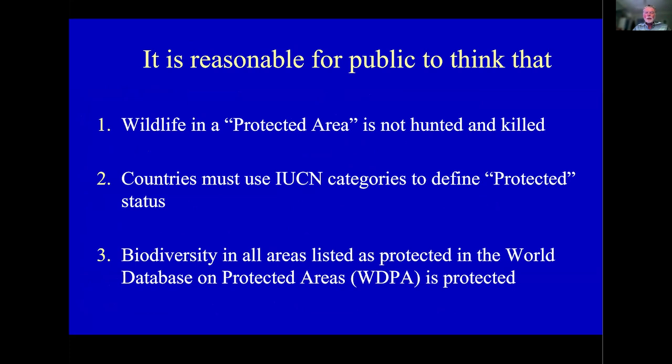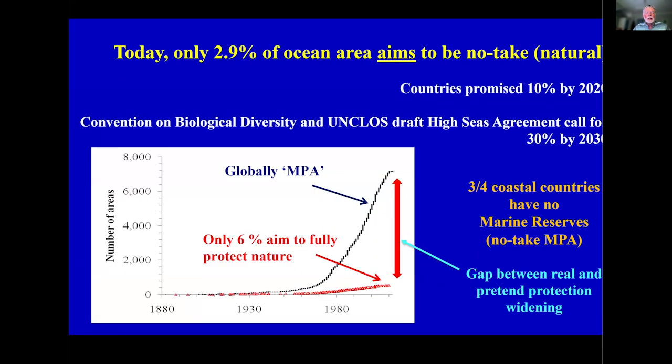We also think IUCN, which has 7 categories of protected areas, that countries would follow these. And there's a world database where countries enter their list of protected areas. You would think that that's all very good and well managed. But actually, most protected areas in the ocean, at least, don't even aim to be protected.